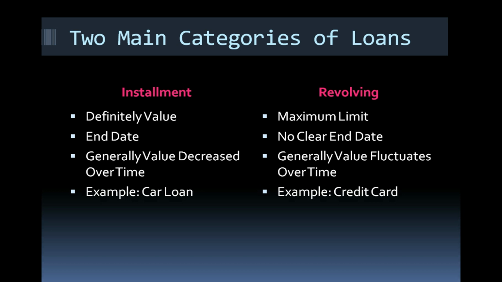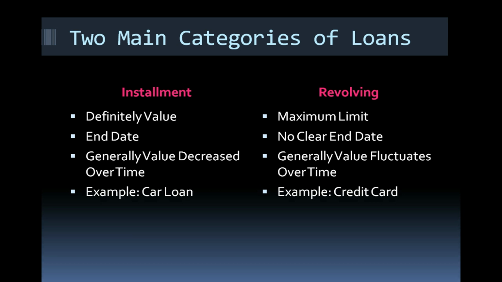So let's go into two major categories for loans. One is installment and the other one is revolving. When we're talking about installment, this has a definitive value, it has an end date, and it generally decreases over time. Meaning if you pay it off, then it should steadily decline over time. The best example I could give you would be a car loan.